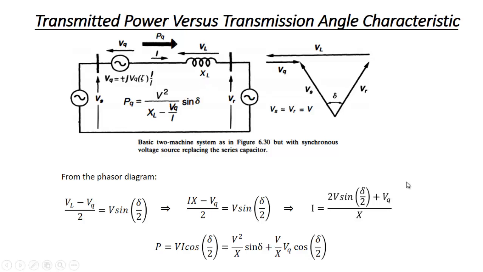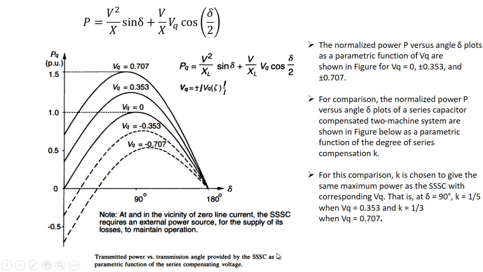So there will be the enhancement of the power. Apart from this, you can see this much will be the enhancement of power, and it will be independent of delta, because even if delta is equal to 0, this term may vanish, but this term will remain as it will make it equal to V into VQ divided by X. So the normalized power P versus angle plots as a parametric function of VQ are shown in the figure.